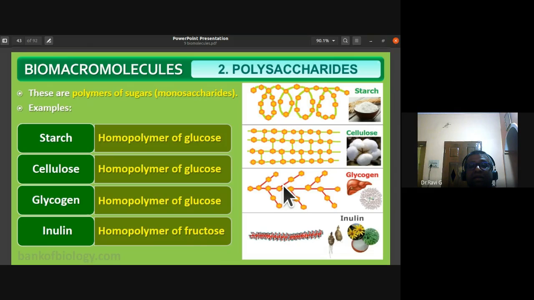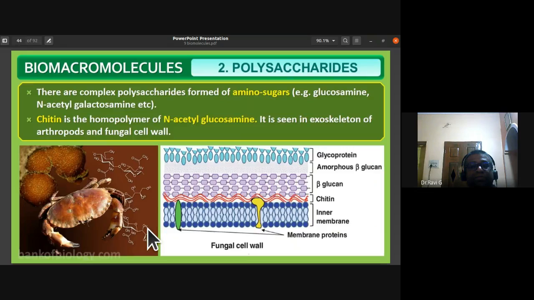Inulin is a homopolymer of fructose. But see their arrangement. In the case of starch, the homopolymer of glucose is in a helical structure, almost like a loop-like structure. In the case of cellulose, you notice a ladder-like structure. In glycogen, you notice that they are branched. Inulin is a homopolymer of fructose. These are examples of polysaccharides, which are polymers of sugars or monosaccharides.